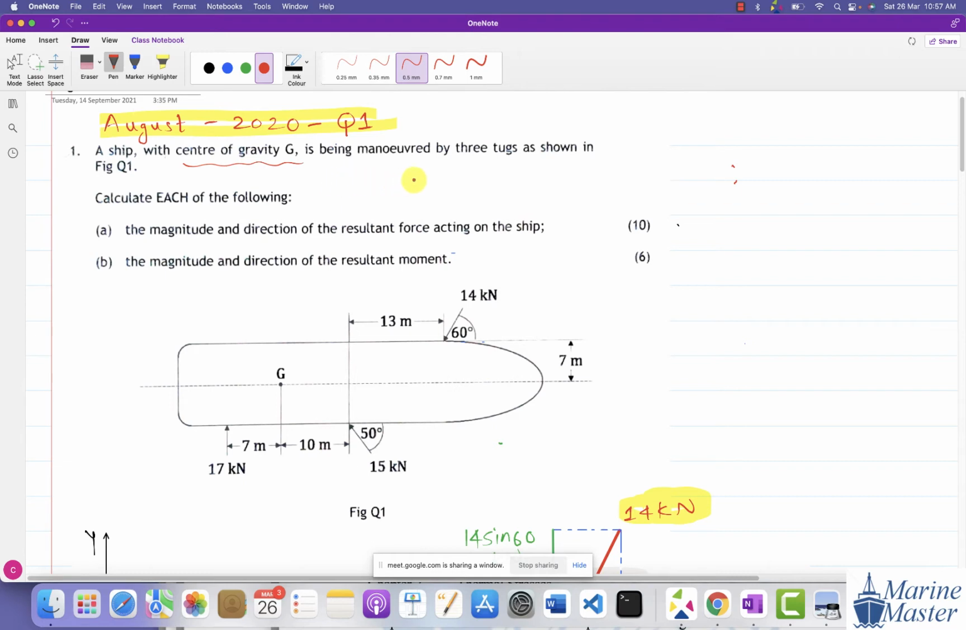The position of the ship is going to be managed by what? We have three tugs: one tugboat here, another tugboat here, and another tugboat here. The first tugboat applies a force of 14 kilonewton at an angle of 16 degrees. The second one 15 kilonewton at an angle of 50 degrees. And the third one is 17 kilonewton. You are getting my point? Yes, sir. So now before going further, one minute.